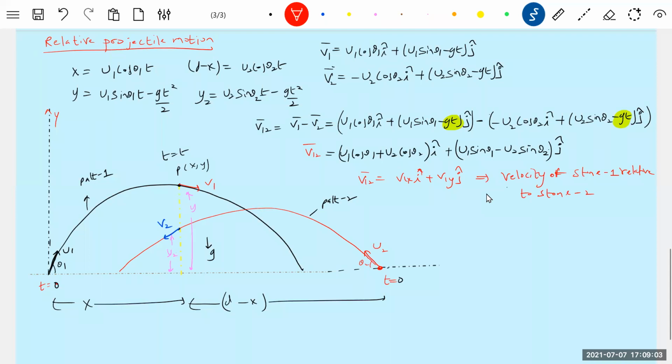So therefore when stone 1 looks at the ground, it feels it is describing a parabolic path. When stone 1 looks at stone 2, it feels that it is moving with a uniform velocity. Sir, how come you say that this will be positive? It can be positive or negative. It's an algebraic sum. If u2 sin theta 2 is greater than u1 sin theta 1, we'll get this negative. If u1 sin theta 1 is greater than u2 sin theta 2, this will be positive. But altogether, what does this equation represent? Uniform velocity motion.